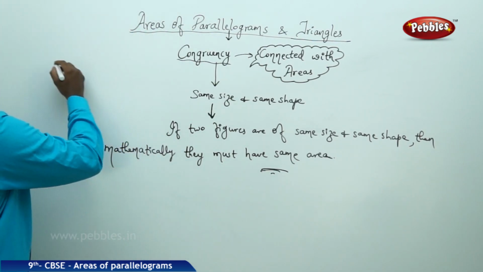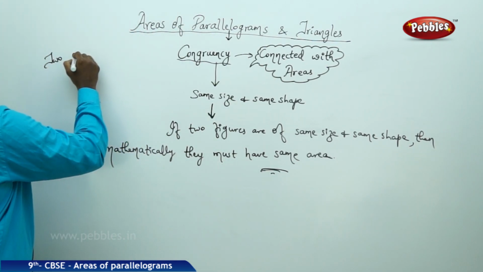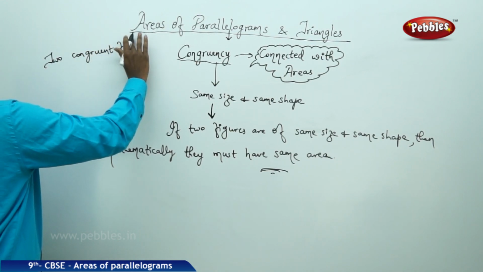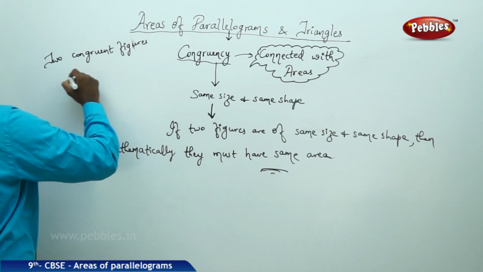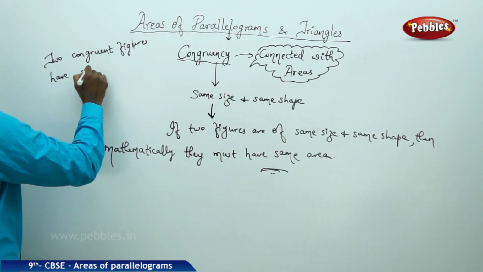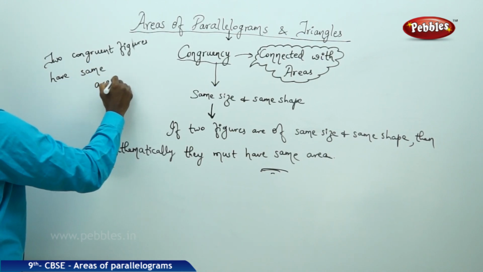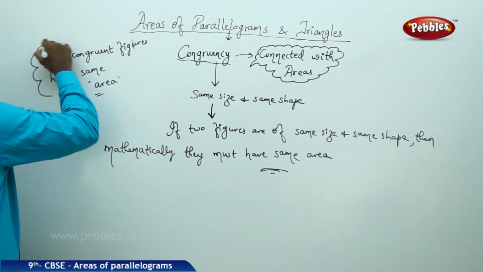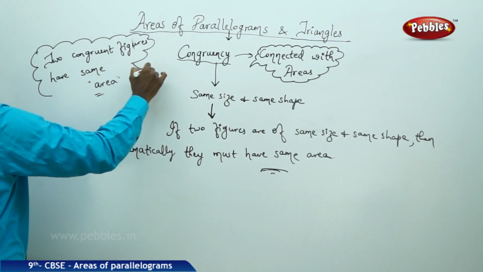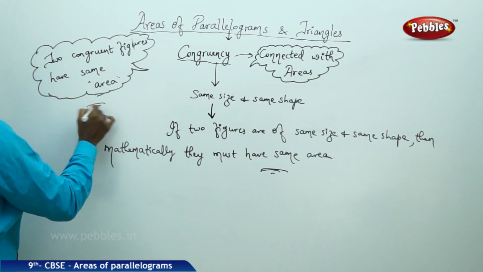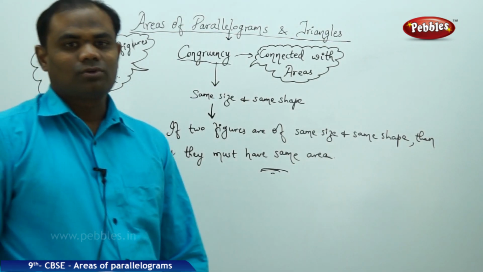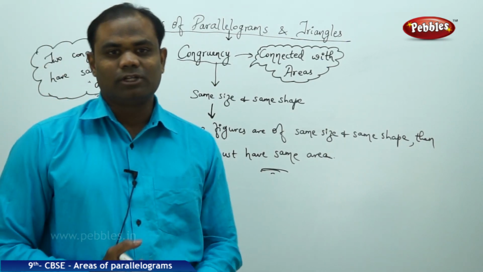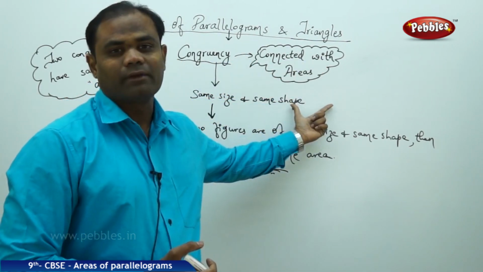So I come to the conclusion that two congruent figures have the same area. That is how I conclude the statement. Two congruent figures have the same area is the learning outcome, and congruency is connected with areas.